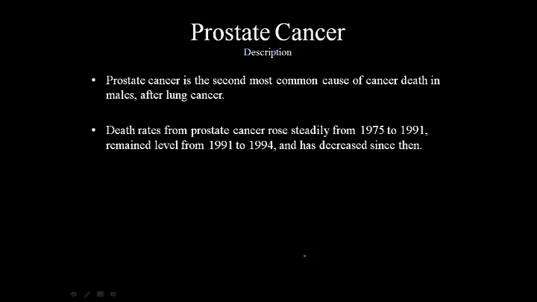Prostate cancer is the second most common cause of cancer death in males after lung cancer. So we see that prostate cancer is one of the most diagnosed cancers in males, but it doesn't result in as many deaths as lung cancer. Death rates from prostate cancer rose steadily from 1975 to 1991, then remained level from 1991 to 1994, and have decreased since then. So prostate cancer deaths are actually decreasing, and we have to imagine that's simply due to the effects of modern medicine.